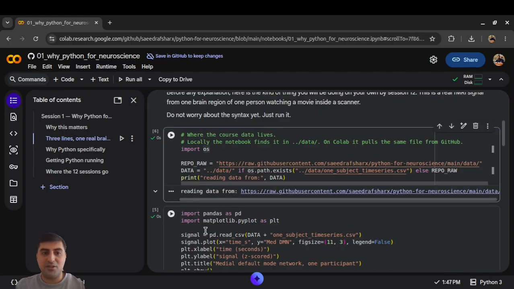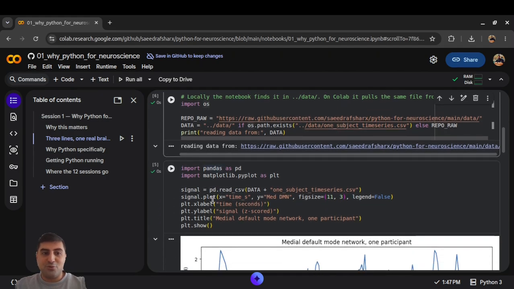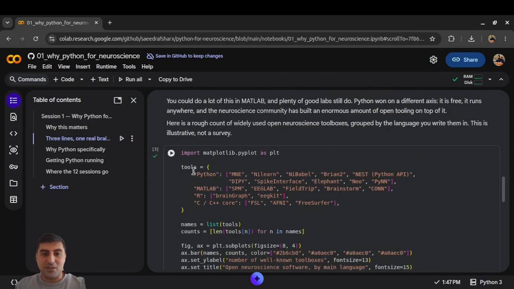That's a rough count of well-known open neuroscience toolboxes grouped by the language you write them in. It's an illustrative rather than a formal survey, so please do not cite it in a paper. Let's look at it here.